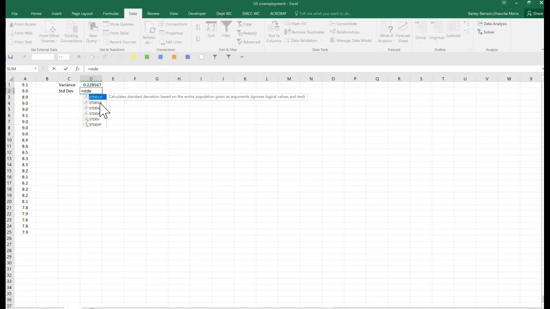Excel to calculate. So getting back to this, here we are. We're going to use the standard deviation sample. Again, capture all the information. And it's just that simple.